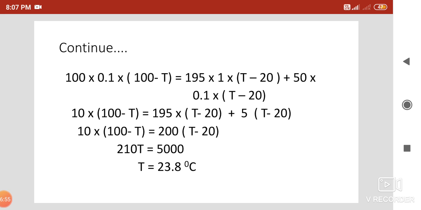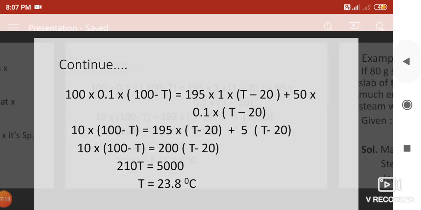Therefore, the maximum temperature of the water will be 23.8. It was initially 20. After putting that copper ball in, the temperature becomes 23.8 degrees Celsius. Now, after solving the second example, let us see the third example.